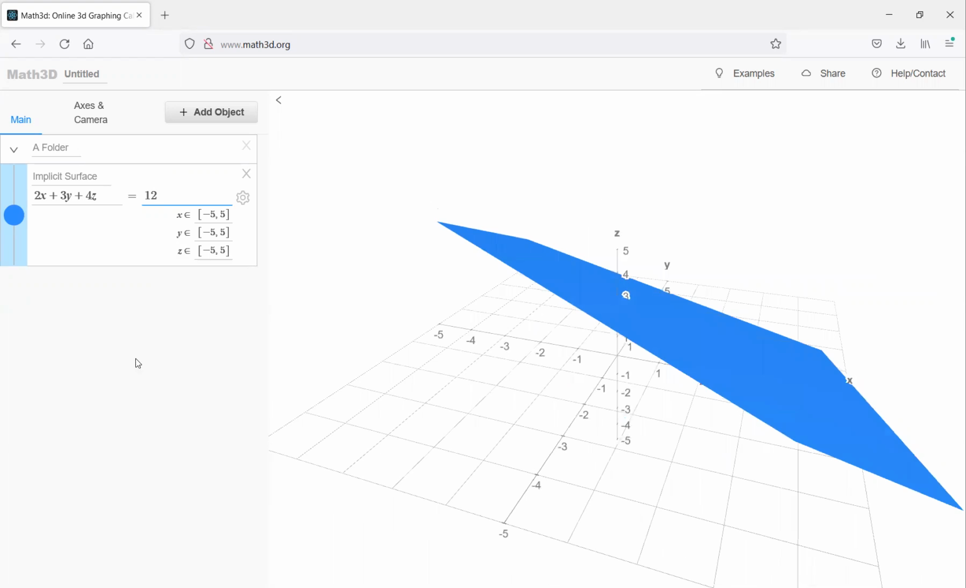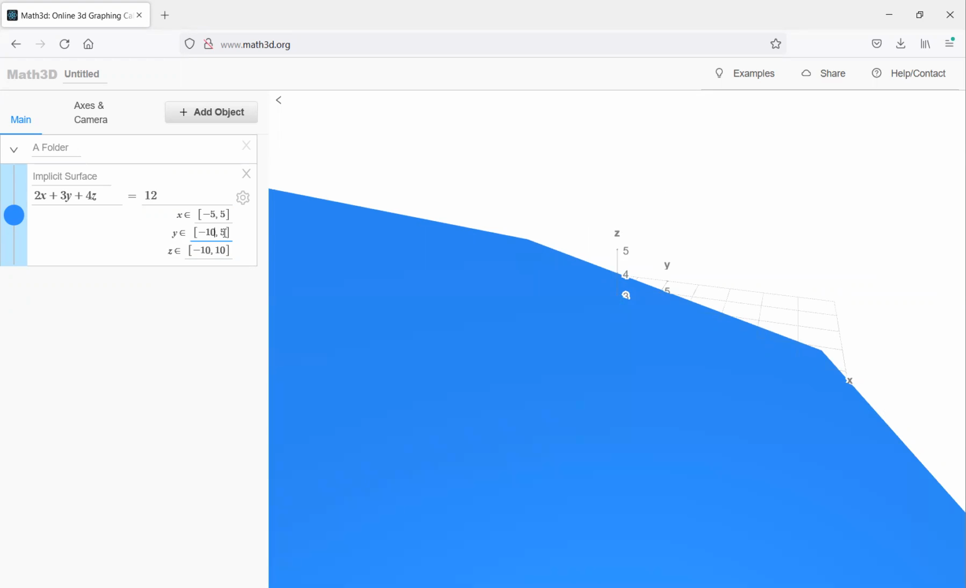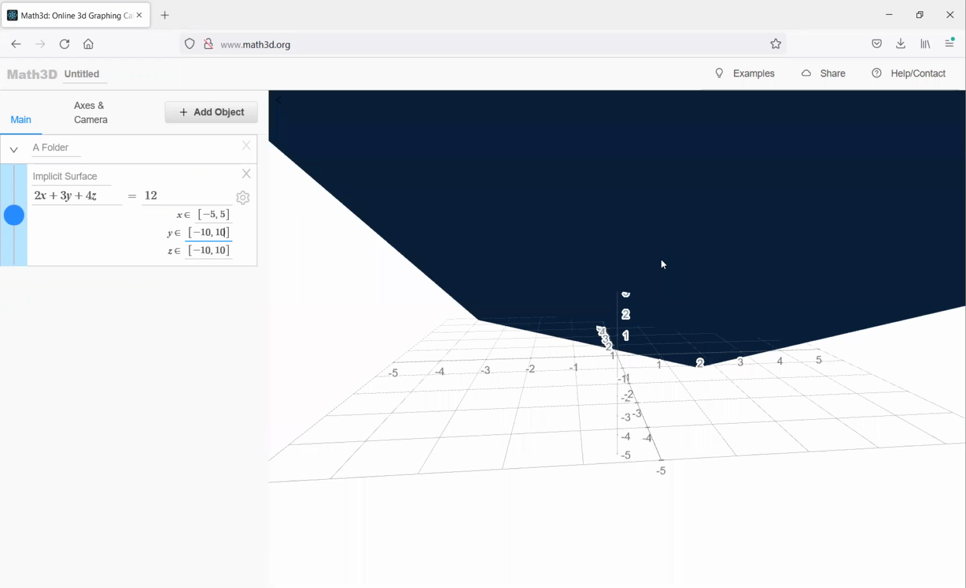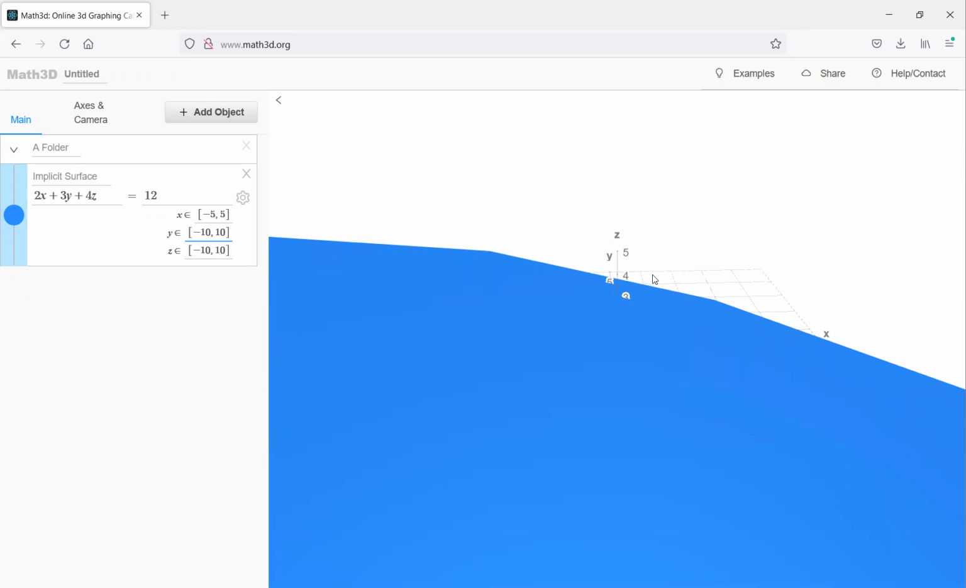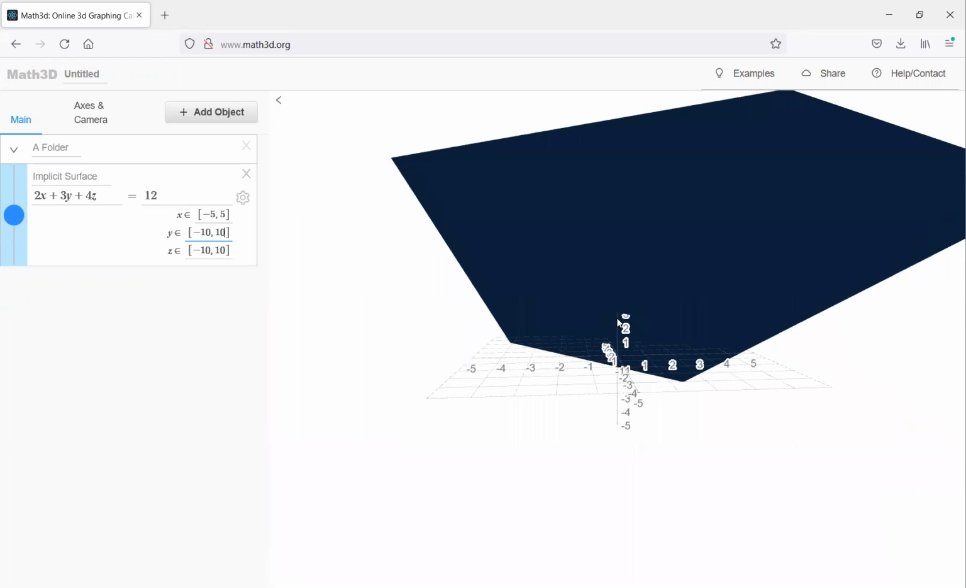in the space. Of course, we can change these to change the measurements. And as you can see, your plane continues in all sides. But for simplicity, we just try to use a smaller range to have a better visualization of our plane.